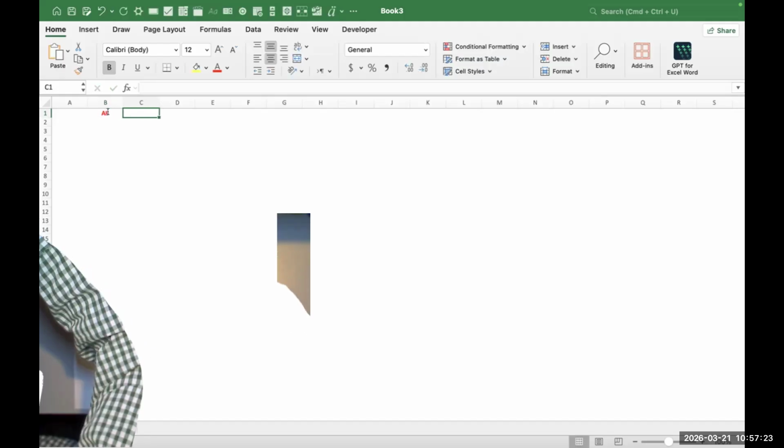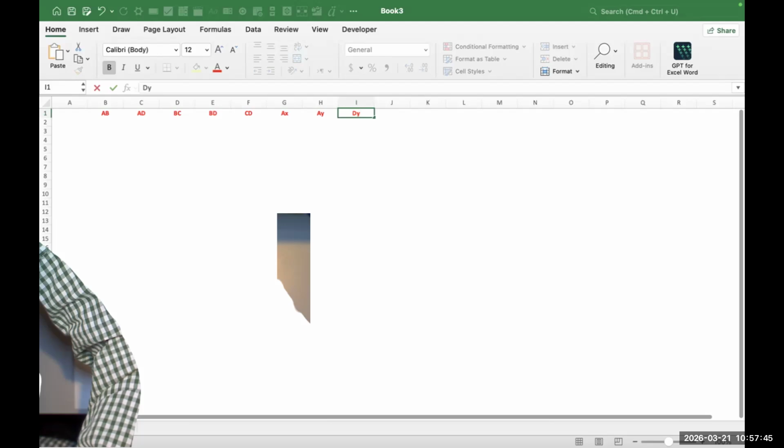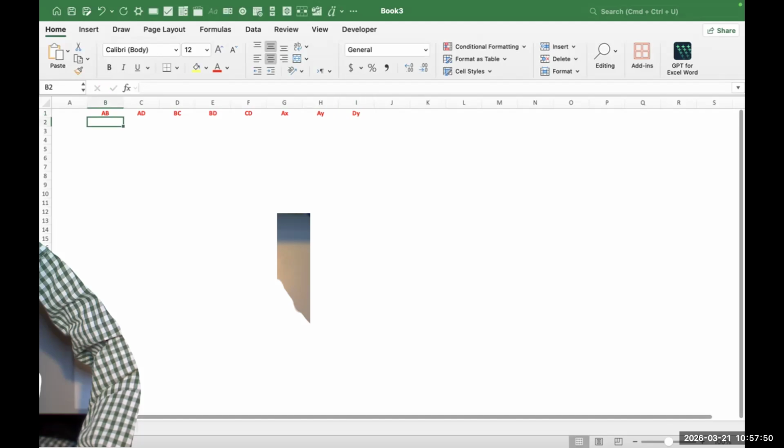AB, AD, BC and BD, BC and BD, and then CD, and then A sub X, A sub Y, and D sub Y. These are the 3 reactions. Maybe I will zoom a little bit if you don't see it properly on the screen. Oh, I have to enter this first.